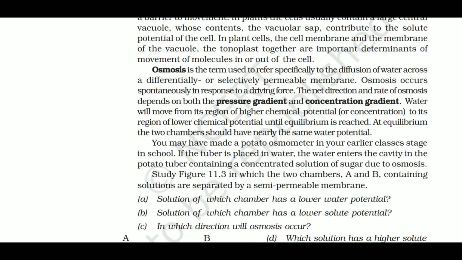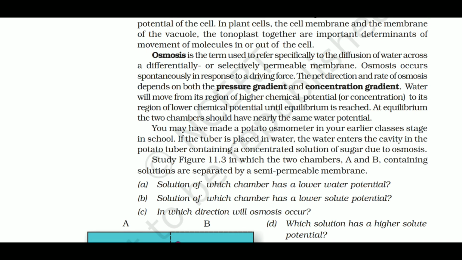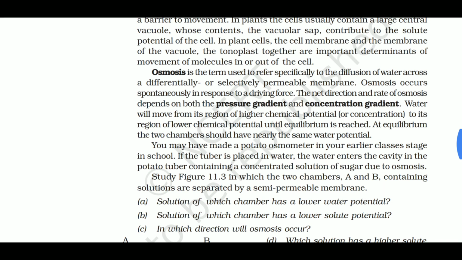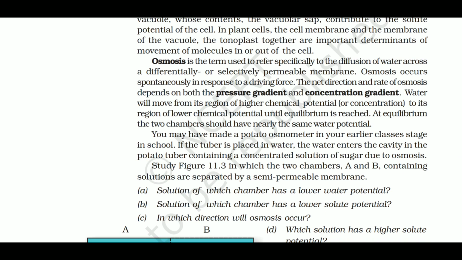So the membrane and the tonoplast together are important determinants of the movement in and out of the cell, because the major portion of the plant cell is occupied by the central vacuole. Whatever the unwanted solutes, they will be stored inside the vacuole. So the vacuole will regulate the movement of solutes or solvents. Whatever is needed, the cell will absorb. Whatever is not needed, the cell will not allow to enter at all.